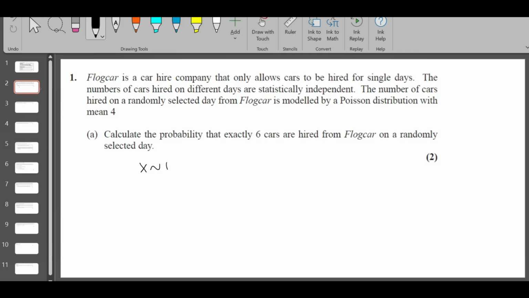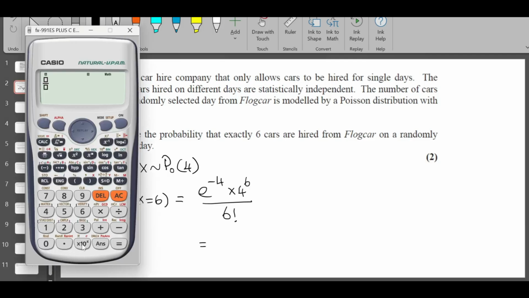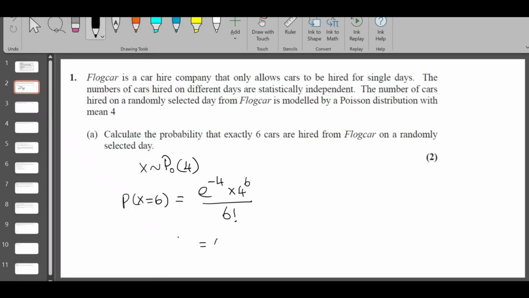So we can write X follows a Poisson distribution with lambda 4. They want us to find X equal to 6. Just use the formula e to the power minus lambda, lambda to the power x over x factorial. That gives 0.10419..., and we can round it to 3 significant figures.